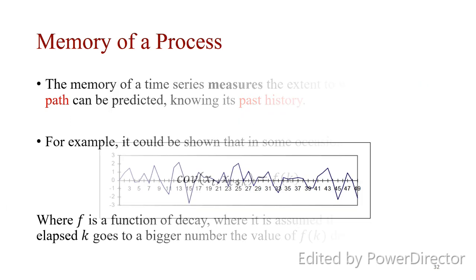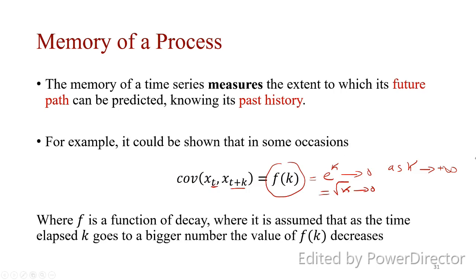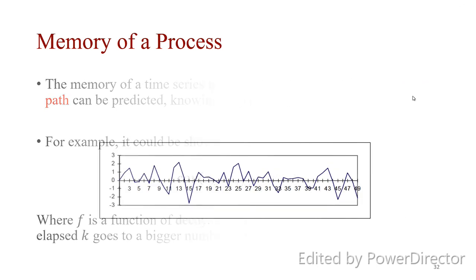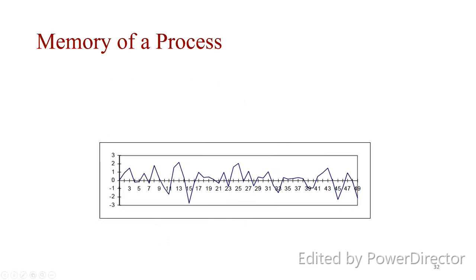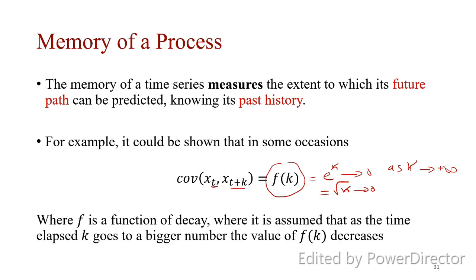Now, when it goes to 0 as claimed, if this function over here goes to 0, what does this mean? Sorry for that, there's something wrong with my computer. So if this goes to 0 as k goes to infinity, what does this mean? This means that things become asymptotically uncorrelated. So it is asymptotically uncorrelated.